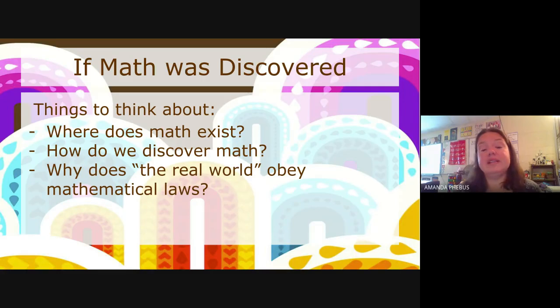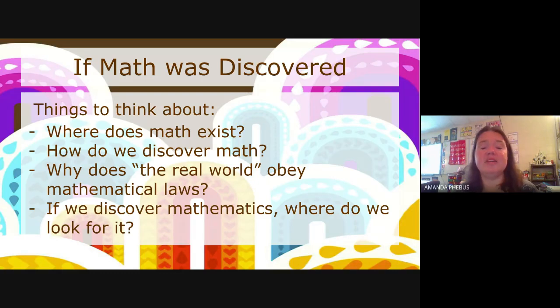And then, why does the real world obey mathematical laws? Sir Isaac Newton came up with the theory of gravity, the law of gravity, and he came up with formulas to model that pull of gravity. So why does the real world obey mathematical models, if math is discovered, that we can uncover those relationships? If we discover mathematics, where do we look for it?